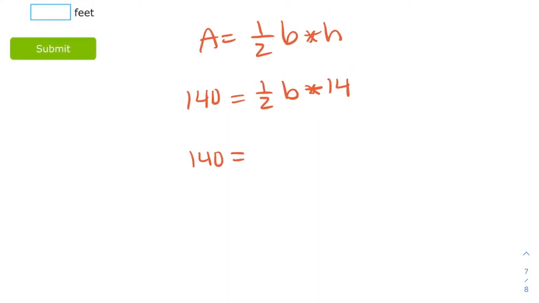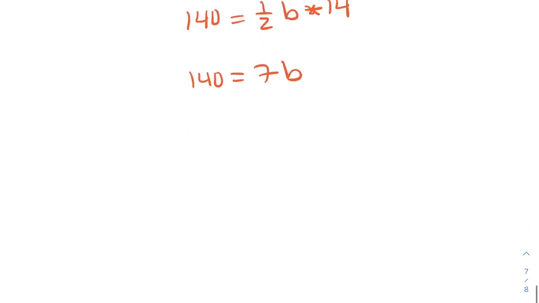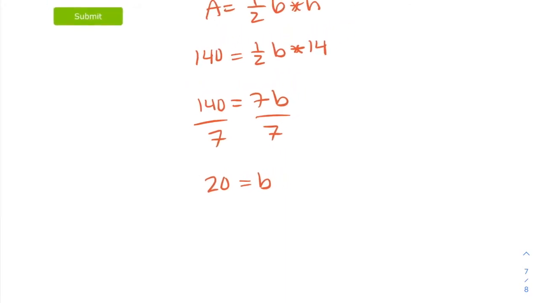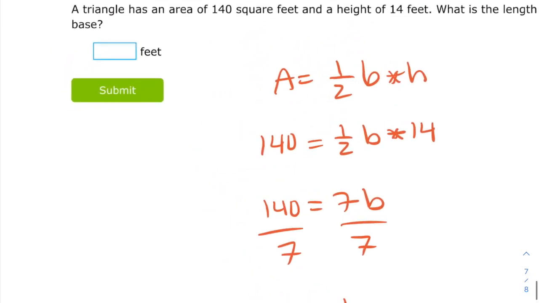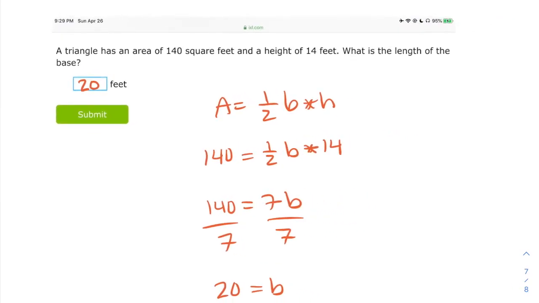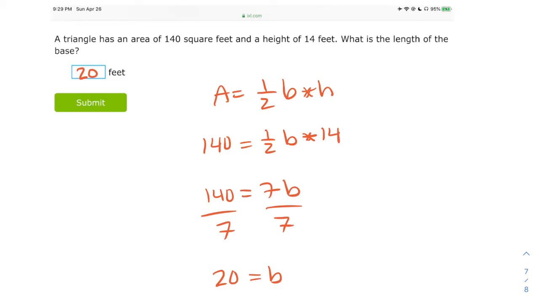So I'm going to do 140. Half of 14 is 7. So I'm doing a little bit of algebra on that side. So divide by 7. So 20 equals B. So the base here is going to have to be 20 feet. Again, we're working in reverse order. We're trying to find out what the missing value is given the area.